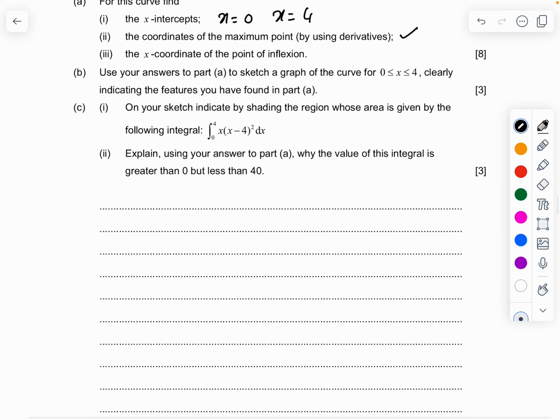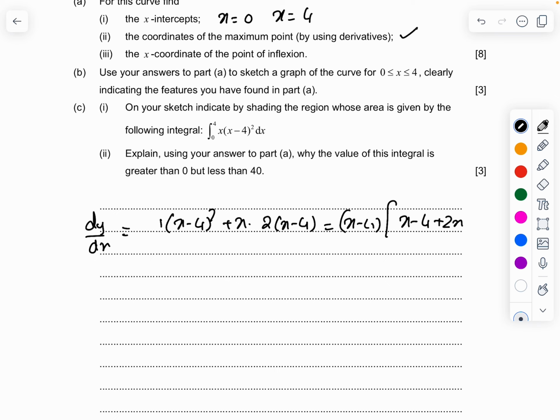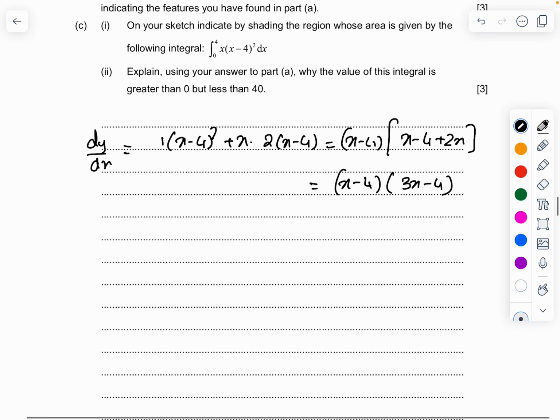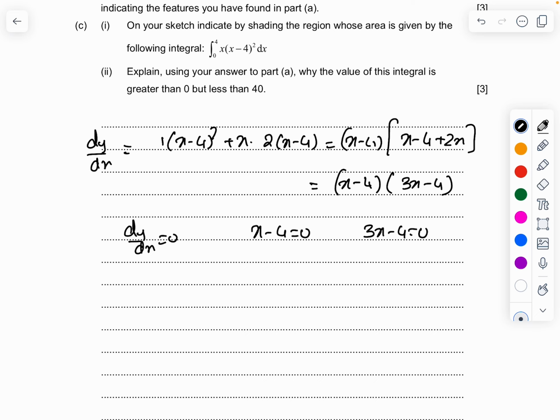Now using the derivatives: dy by dx equals 1 times (x minus 4) whole squared plus x times 2 times (x minus 4). I am going to take (x minus 4) common. What will be left over? 1 more (x minus 4) plus 2x. So I'll be left with (x minus 4) times (3x minus 4). For a maximum or minimum point, the first derivative should equal 0. So x minus 4 equals 0 or 3x minus 4 equals 0, so x equals 4 or x equals 4 upon 3.